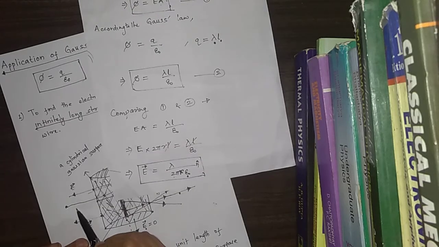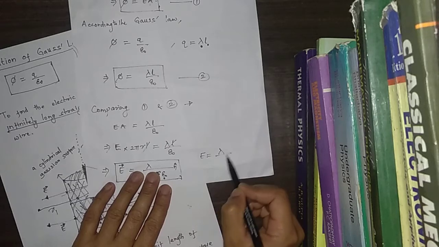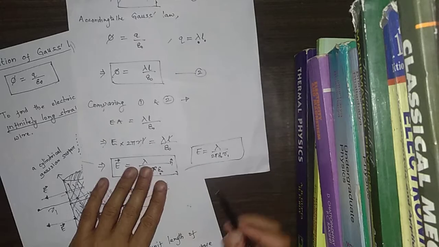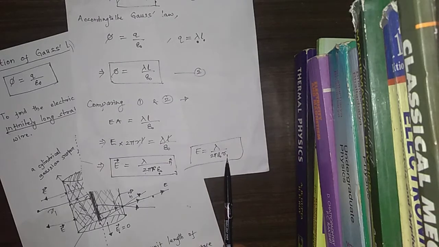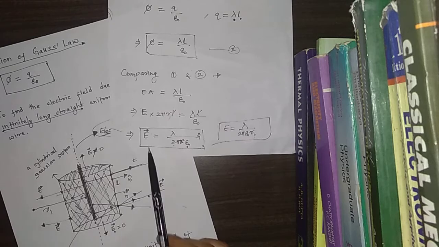So at this point, that is at r distance, the electric field is lambda by 2 pi r epsilon 0. If I consider this point, which is at an r1 distance, then at that distance the value of the electric field will be lambda by 2 pi epsilon naught r1. That means all the things are constant, the only thing that varies is r. So if you go very far from this infinitely long straight wire, the radius is going to increase. If the radius is going to increase, then the value of the electric field will keep on decreasing.